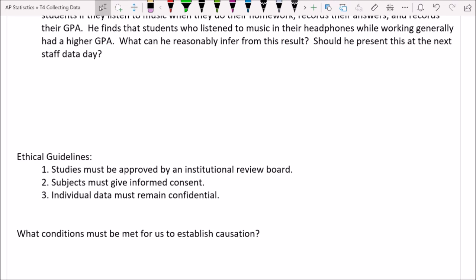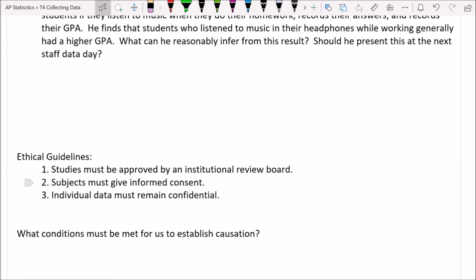This is a panel of people to whom you write up your research proposal and explain, here's exactly what I'm going to do. And then they look at it and they can ask you questions and say, well, wait, we're not really sure about this. Or maybe if you change that, or are you going to inform the people of this? Are they going to be signing off? Do they have choice? Things like that.